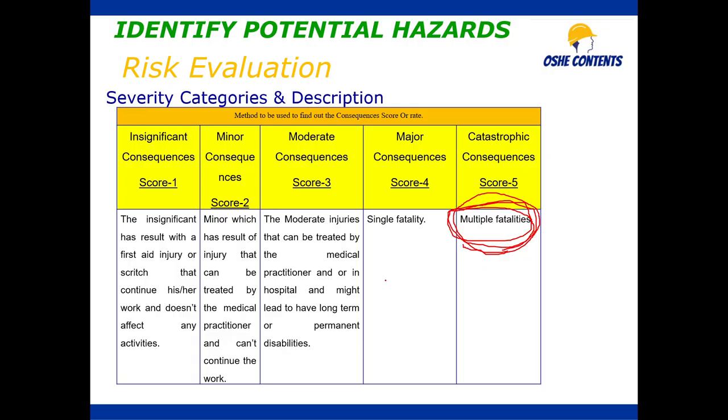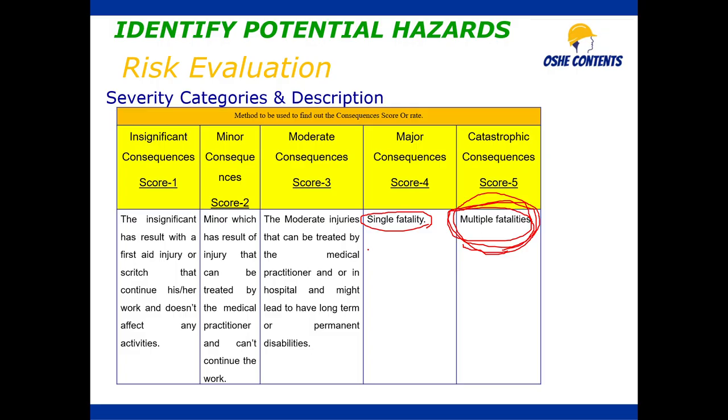And if a person is standing under the lifting, and maybe the load being lifted falls down, there's a chance of single fatality. So you can put that at 4. If there is single fatality, you can put it in 4. If there are multiple fatalities, you can put it in 5.